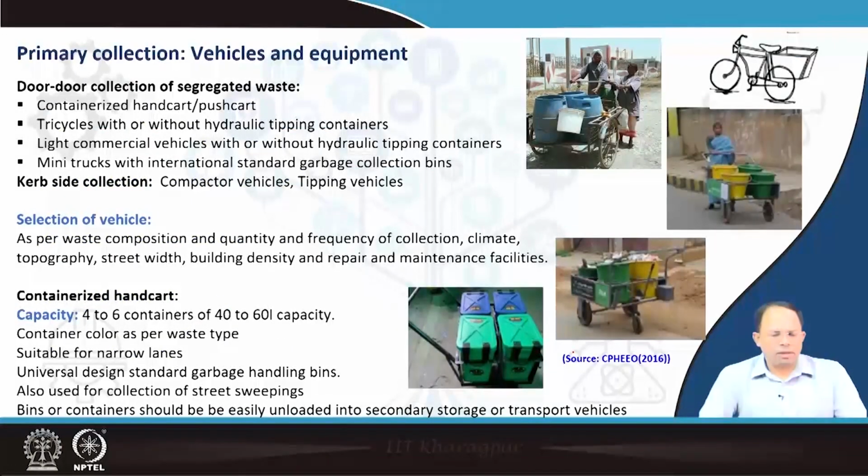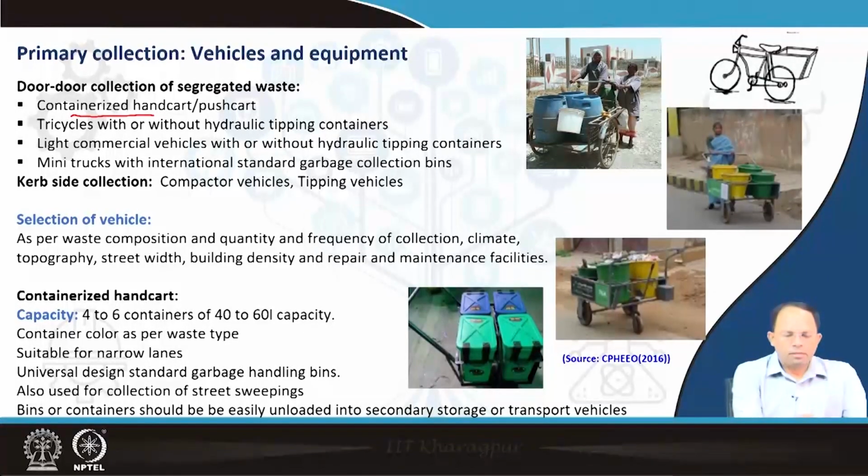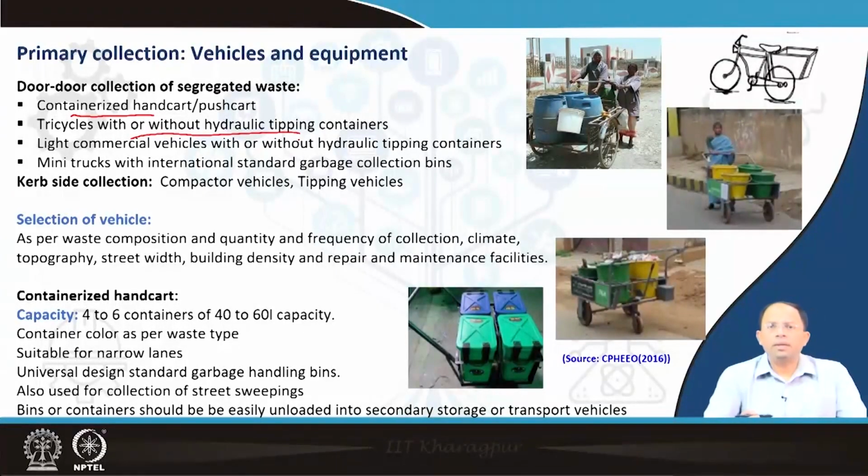So, as we have already discussed, for door-to-door collection or primary collection, we go for different kinds of collection systems. One of them is of course door-to-door collection within primary collection, and door-to-door collection usually takes place for segregated waste, and there are different types of vehicles which are utilized for this. Either we can go for containerized handcart or tricycles with or without hydraulic tipping containers. That means tricycles, but at the same time they can tip, or they may be just fixed containers. Light commercial vehicles with or without hydraulic tipping containers, or mini trucks with international standard garbage collection bins.